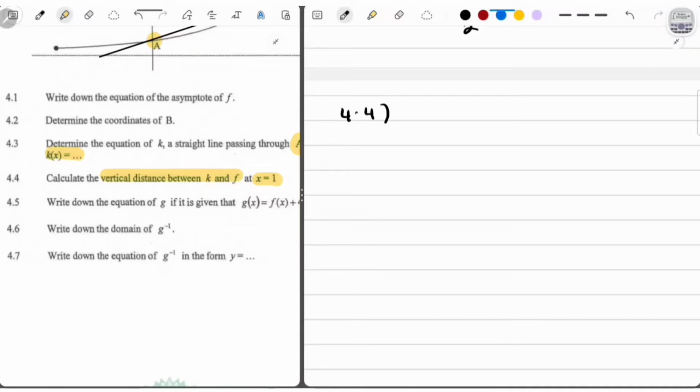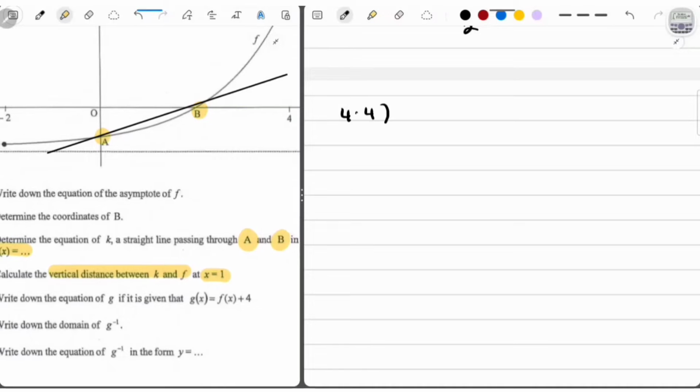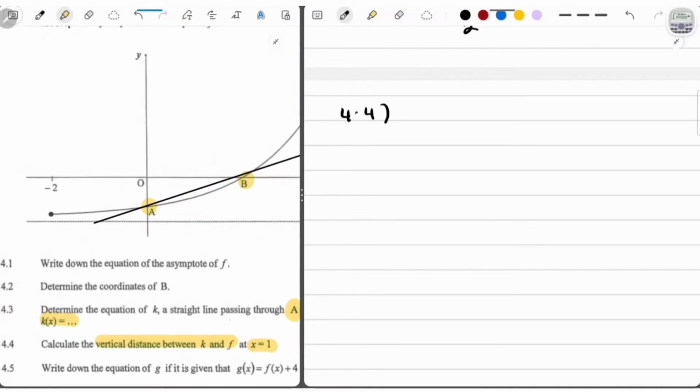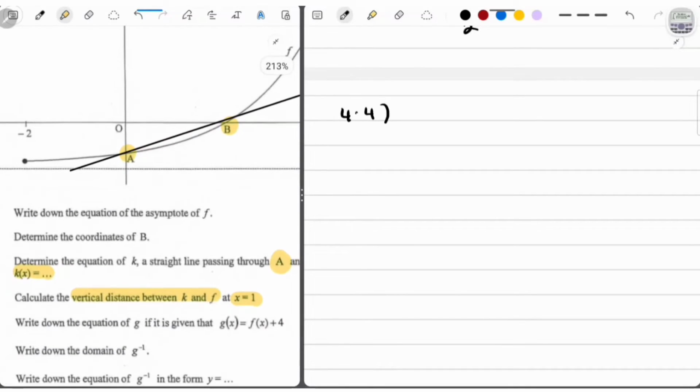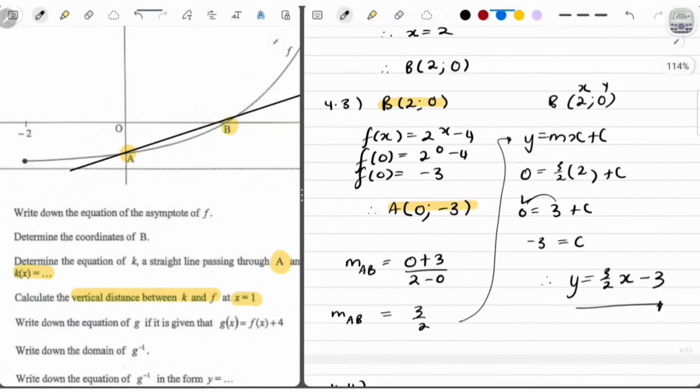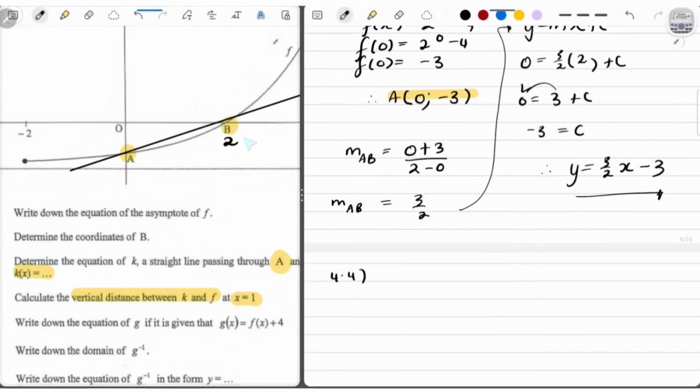So for me to find the vertical distance between F and K, or K and F, I first have to see which one is above which one. Because if you want to find the distance of a line, you need a point that is above and a point that is below so that you can say the top minus the bottom. So I need to know which one is above and which one is below. Is k above f? Well, where x is equal to 1, let's think about that. We know what B is now. B is 2, right? We found that. 2 and 0. So if this is 2, then 1 is somewhere here.